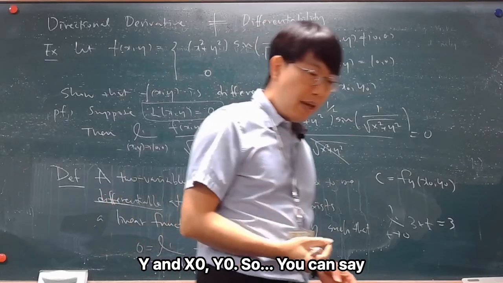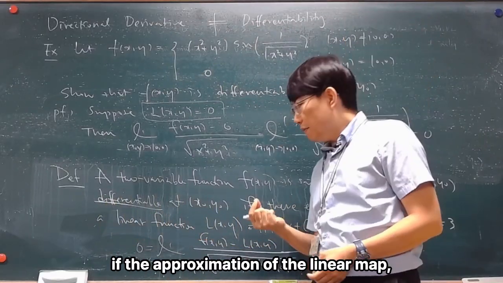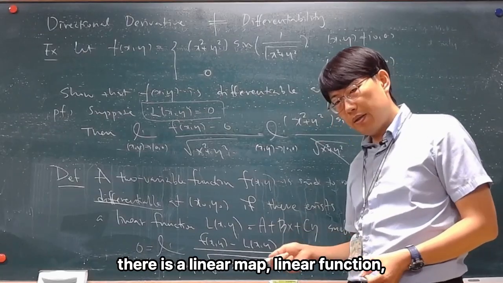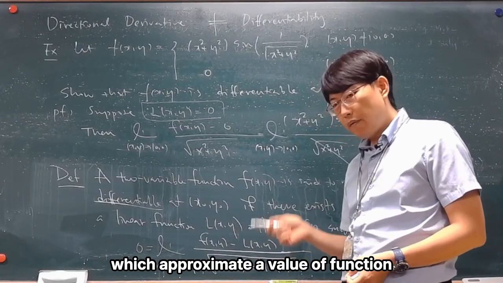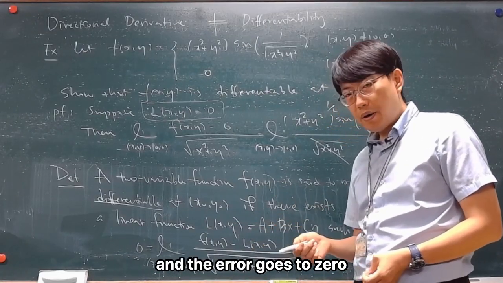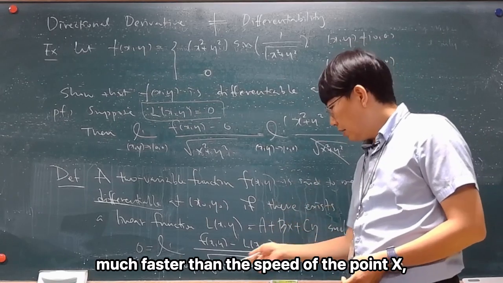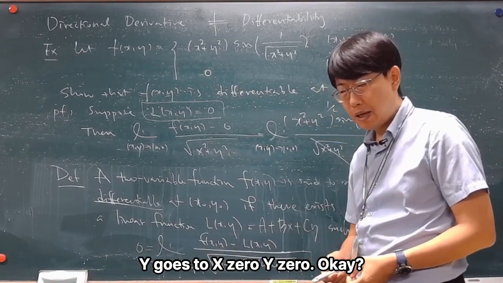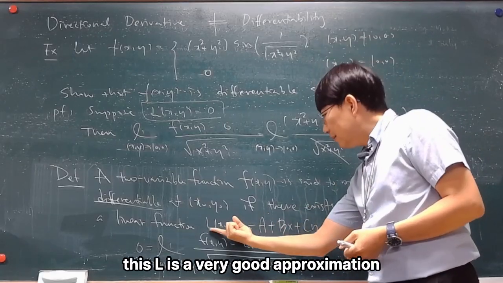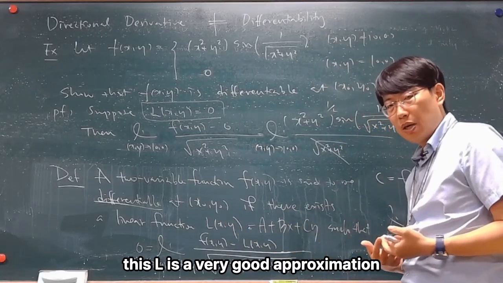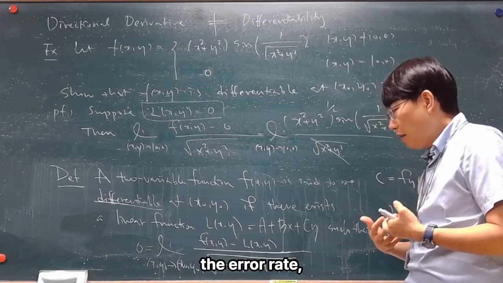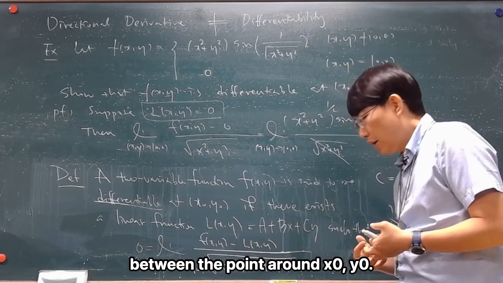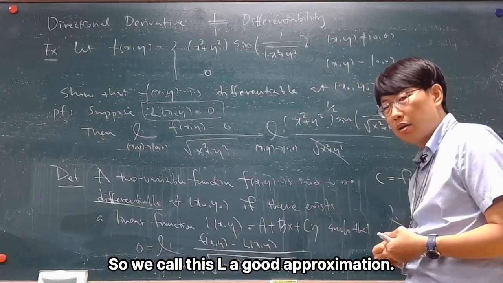So you can say that the function is differentiable if there is a linear map, a linear function, which approximates the value of the function, and the error goes to 0 much faster than the speed at which the point xy goes to x0, y0. Okay, so in other words, this L is a very good approximation because the error is better than the difference between the points around x0, y0. So we call this L a good approximation.